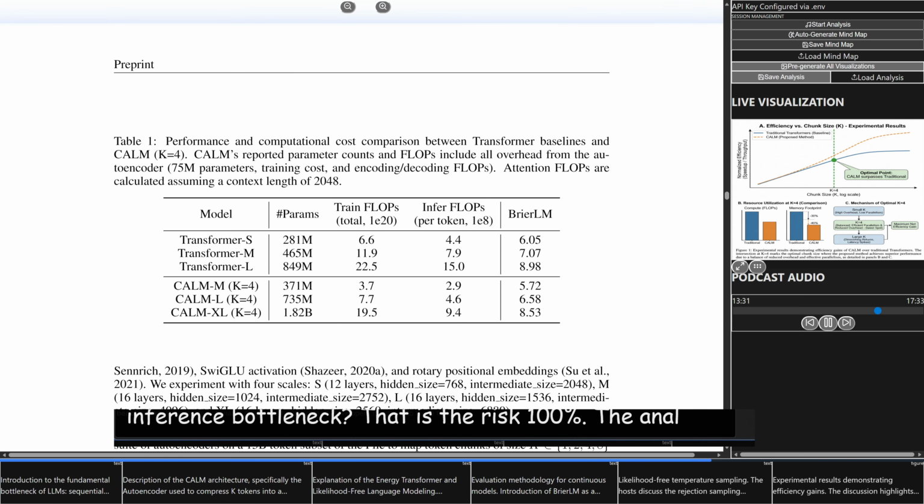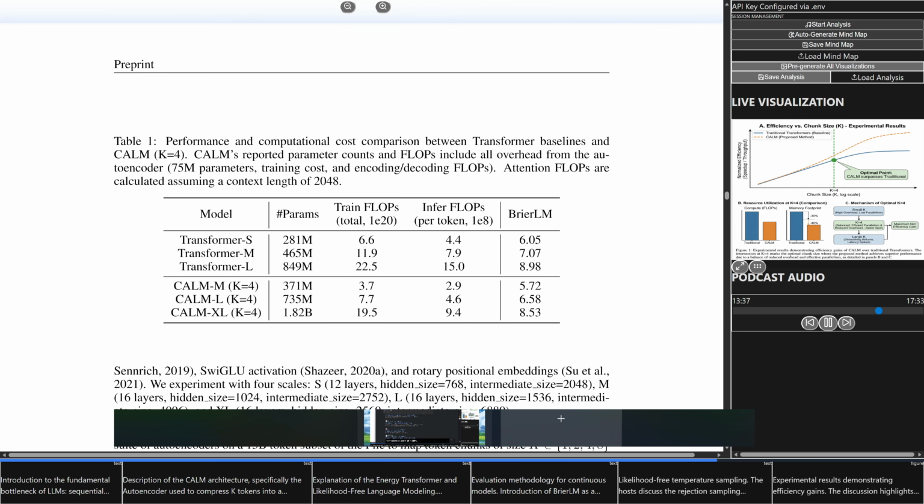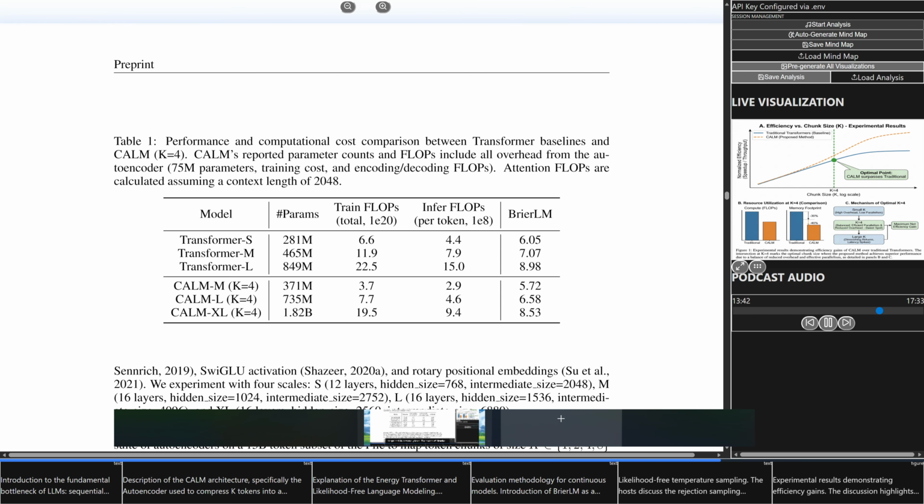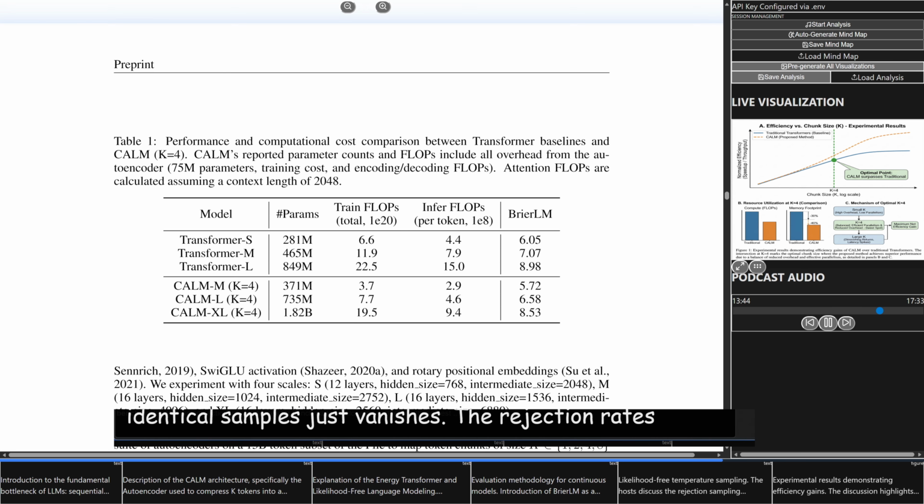The analysis of the expected cost showed the algorithm is hugely sensitive to the temperature T. If you want a very low temperature for high-quality, low-diversity output, that integer part n gets really large. The chance of drawing identical samples just vanishes. The rejection rates become massive, and the whole thing becomes computationally impractical. So the exact math creates a computational wall. How did they find a practical way around this for low-temperature sampling?